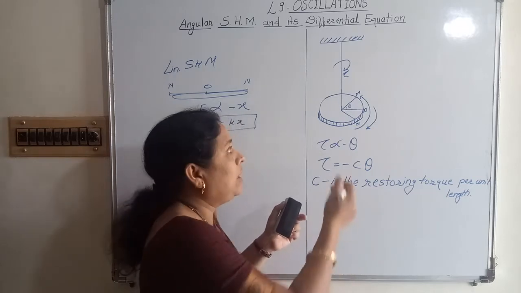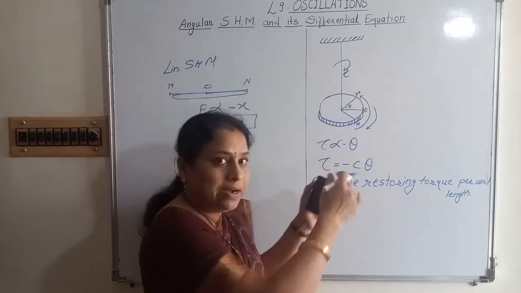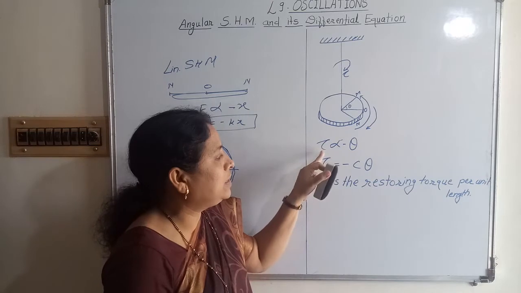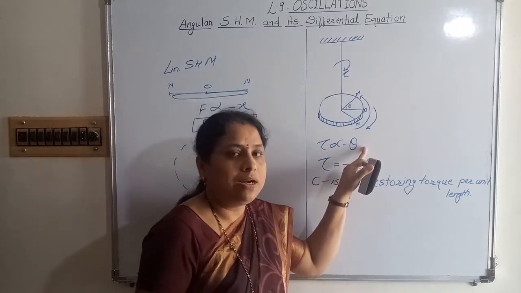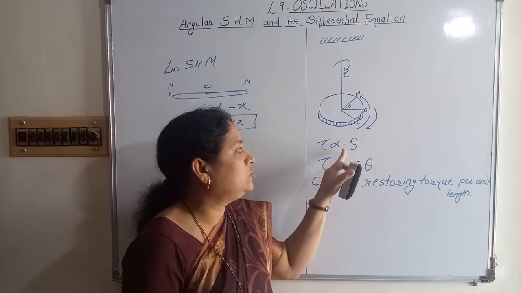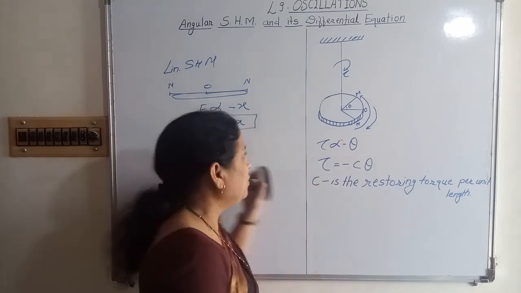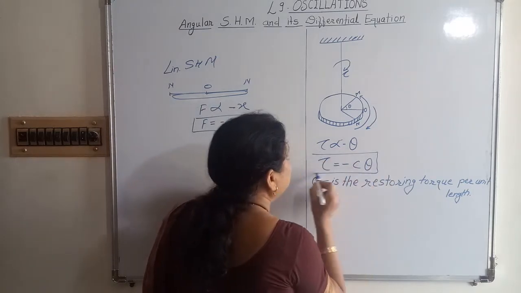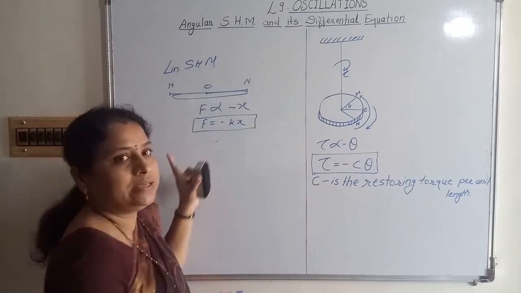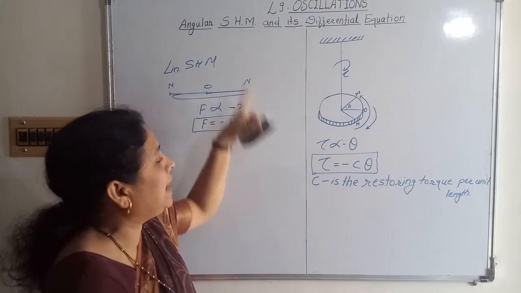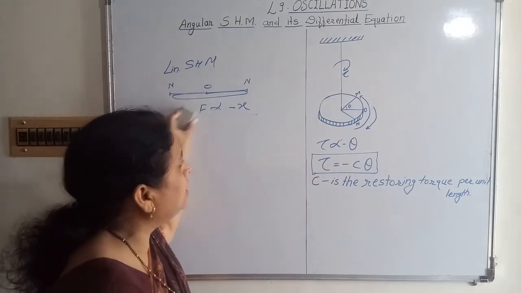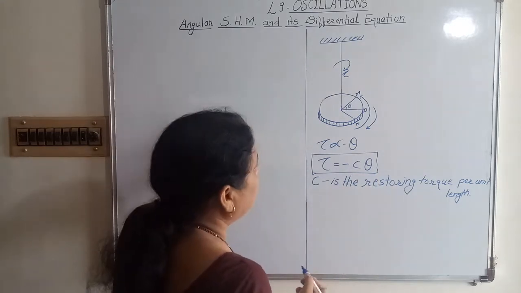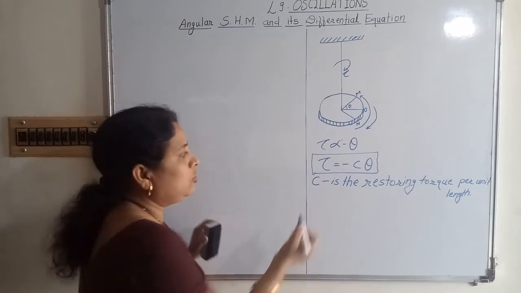Similarly, here the displacement is angular, the path is angular like an arc, and when the body rotates, the torque developed in the wire restores it to the mean position, and the magnitude of that torque is directly proportional to the magnitude of angular displacement, and their directions are opposite, so we use the negative sign. Now we can write torque is equal to minus c theta. This is the same equation as F is equal to minus kx in linear simple harmonic motion. Like that in angular simple harmonic motion, torque is equal to minus c into theta, where c is the restoring torque per unit angular displacement. Now we know the value of torque.